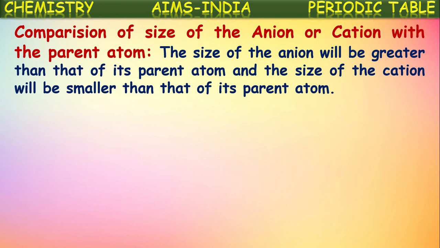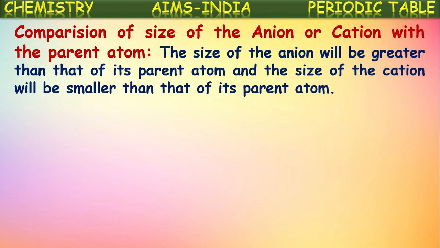Now let us see a comparison of the size of the atoms with the anion and cation size. That is, a comparison of the size of the anion or cation with the parent atom, that is, the neutral atom. The size of the anion will be greater than that of its parent atom. The size of the cation will be smaller than that of its parent atom.